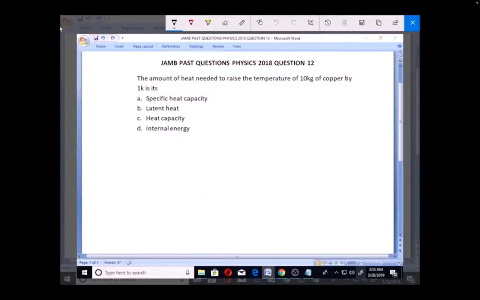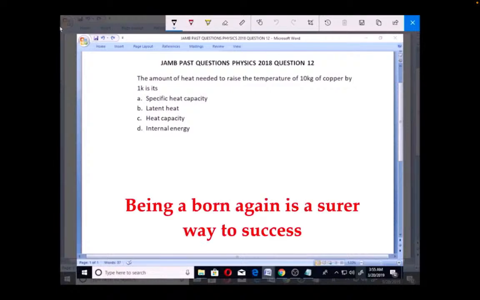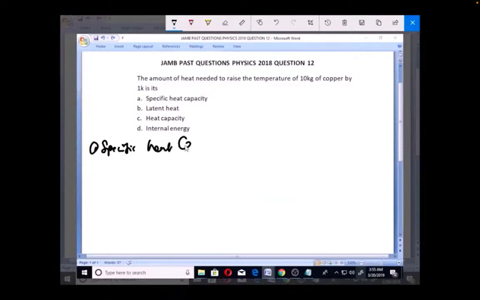Now, for us to appreciate this question very well, we need to know the definition of these various terms. We're going to start with number 1, which is specific heat capacity. Whenever you hear the word specific, you're considering 1 kilogram. Here we have 10 kilogram, but when we have 1 kilogram, we know we are talking about specific heat. So this definition still holds true, but in this case we're having 1 kg.